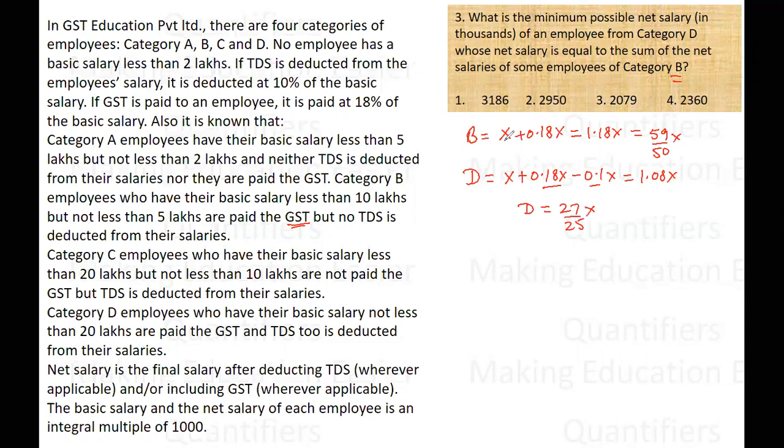Now X is the basic salary, and it is written that the basic salary and net salary are multiples of 1000. So obviously X is a multiple of 1000, or I should say that X is completely divisible by 50. As X is divisible by 50, the net salary of B is a multiple of 59, because it is 59 into some integral value. Similarly, X by 25 is an integral value, so it is a multiple of 27.